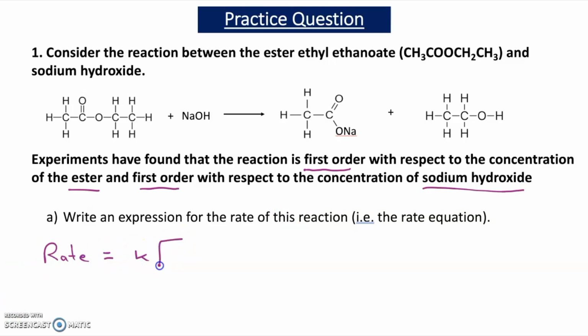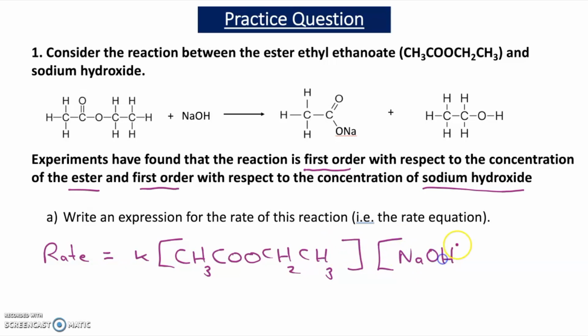So rate is equal to K times the concentration of ester. So we denote concentration with square brackets. So I've got square brackets and I've got CH3COOCH2CH3. And this is times the concentration of NaOH, because NaOH is also first order.